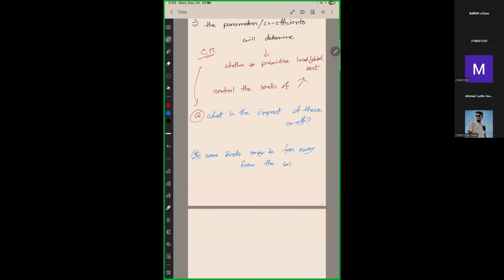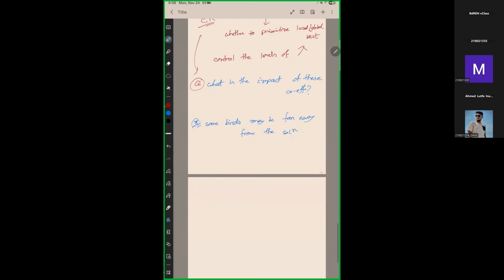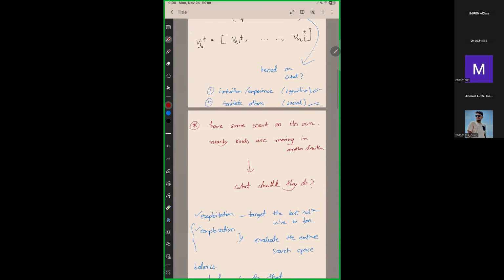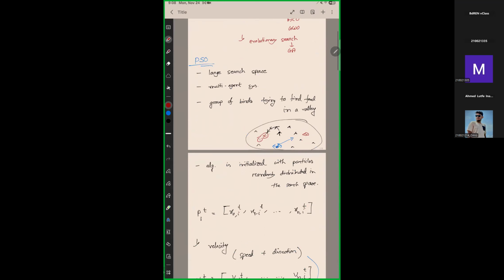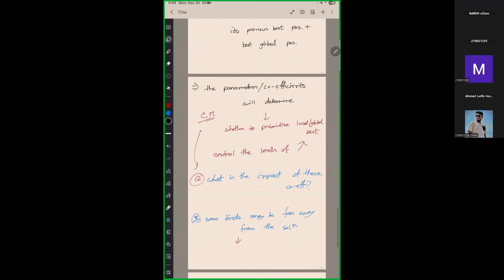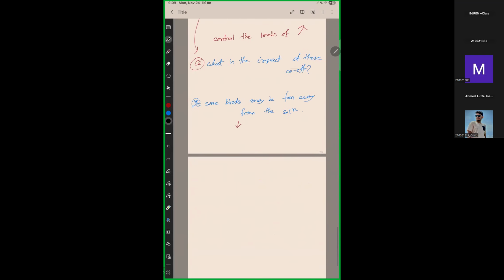So some birds may be far away from the solution. Now, try to understand. For these birds, let's say I had previously, here is my solution, there is my solution, and let's say this bird is very far away, currently in the opposite direction to either of the solutions. So it can happen, let's say the best solution is on the fifth floor and you are currently on the first floor. So your solution is very far away.